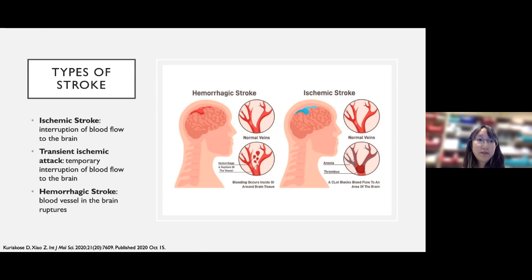Now, there are different types of strokes. First, we have an ischemic stroke. That's what we discussed in the previous slide, and that's when you have an interruption of blood flow to the brain, which is going to lead to a loss of brain function. Then we have a transient ischemic attack. That's considered a temporary interruption of blood flow to the brain, and this will not result in permanent damage, but it may serve as a warning sign for a future stroke. And lastly, we have hemorrhagic strokes, and that occurs when a blood vessel in the brain ruptures, and that basically leads to bleeding in the brain.